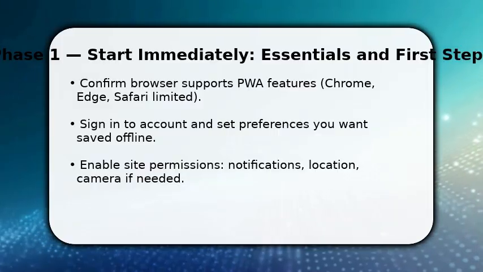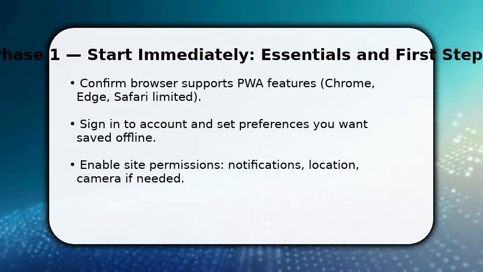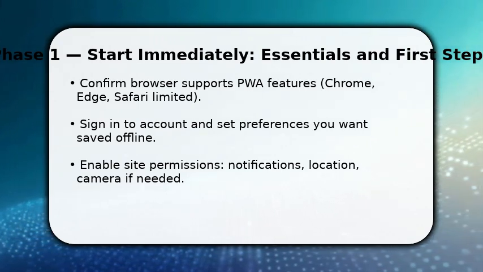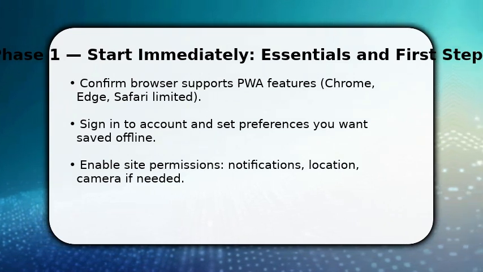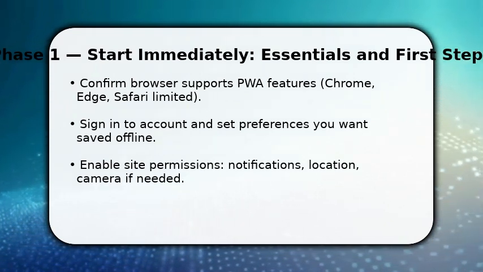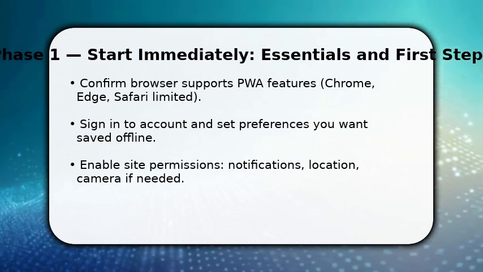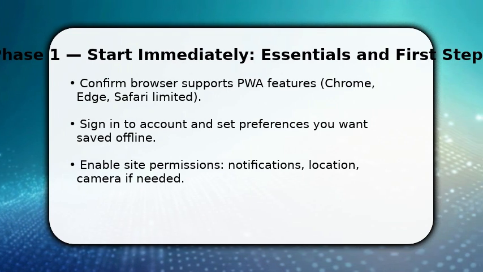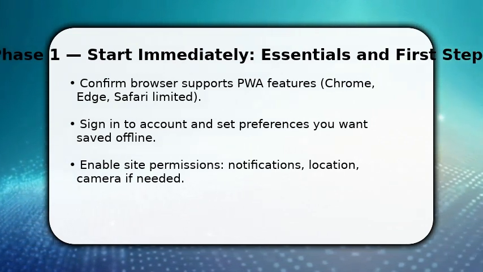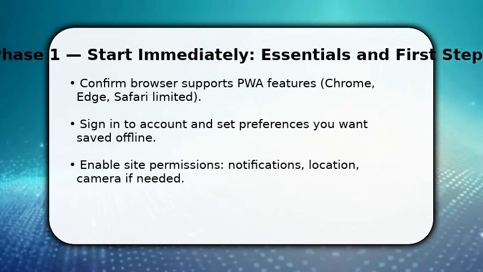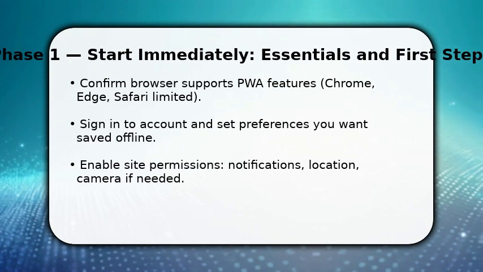You start by opening the exact website URL you want to use like an app. Use the desktop or mobile browser that supports installing sites. Once there, sign in and set any account preferences so the app state is ready. Make sure required permissions are granted: notifications, camera, or location before installing. This reduces prompts later and ensures the site can cache content.